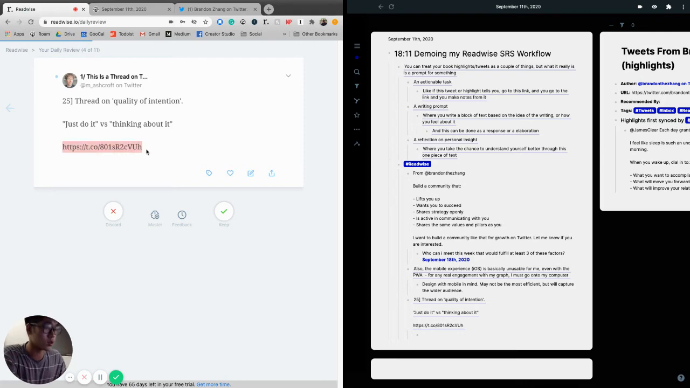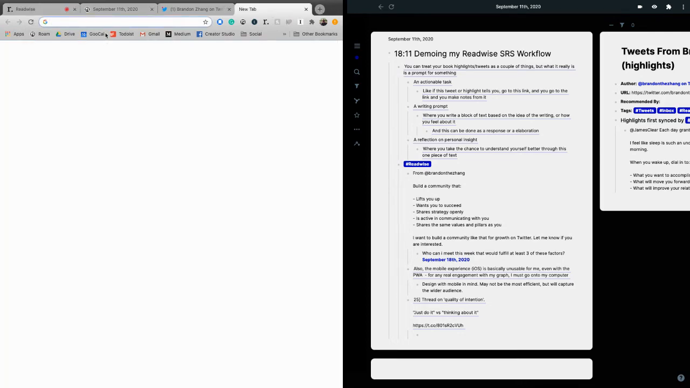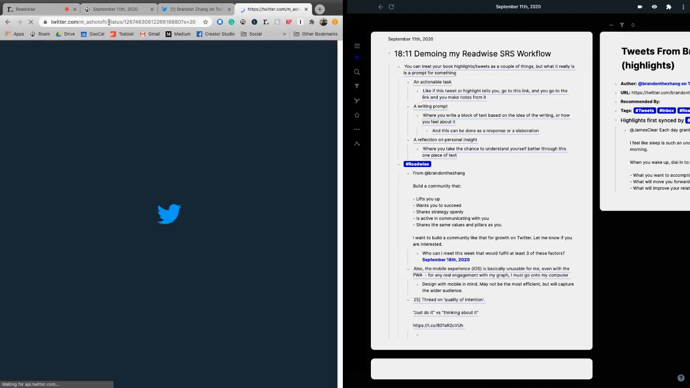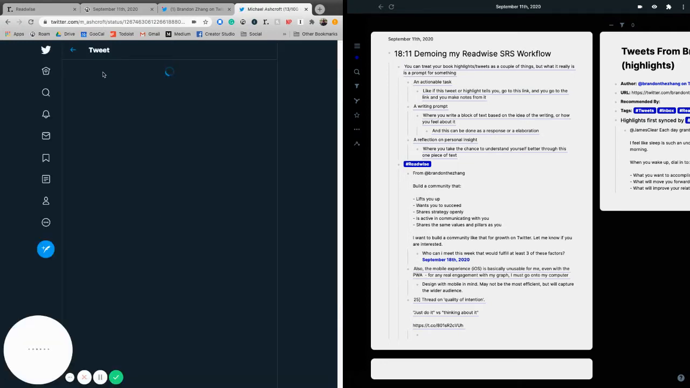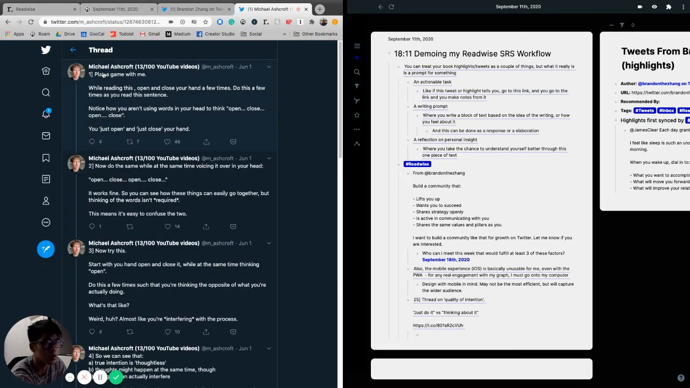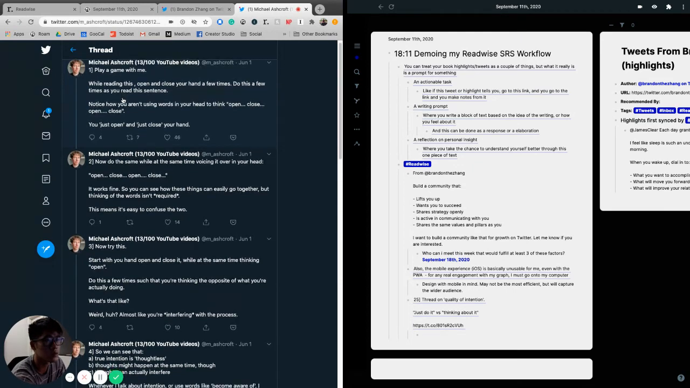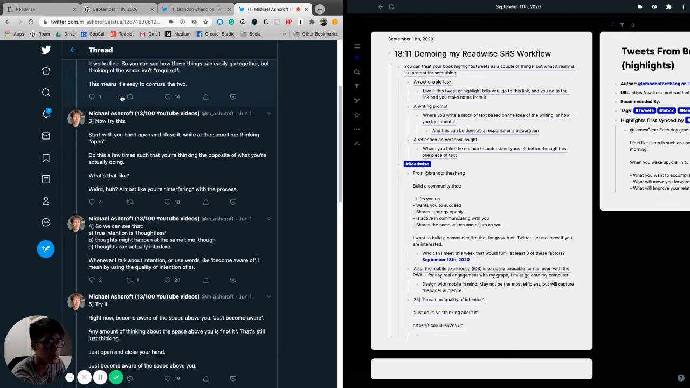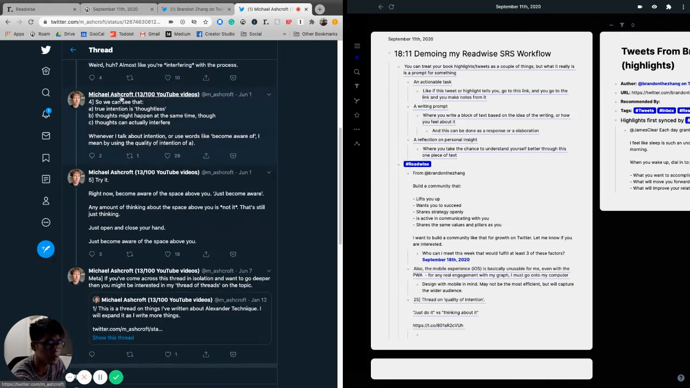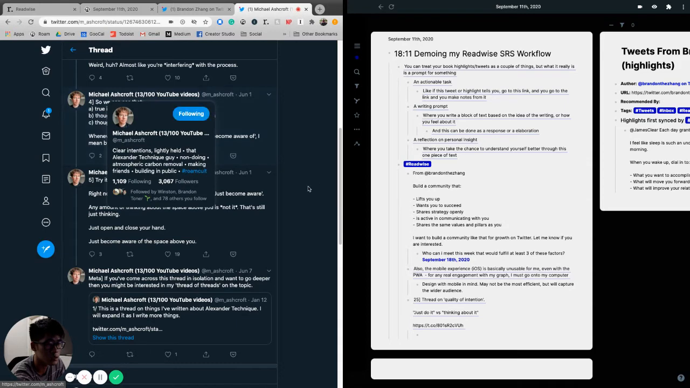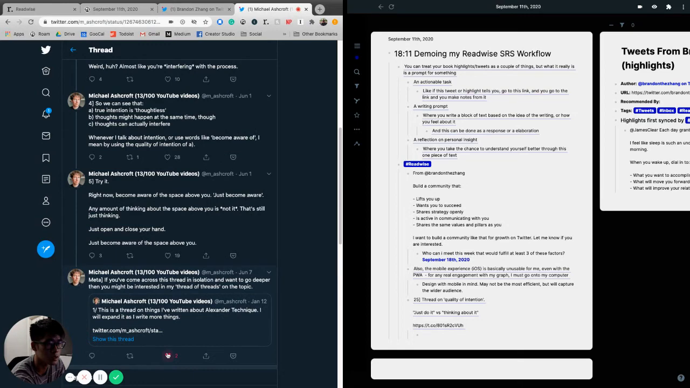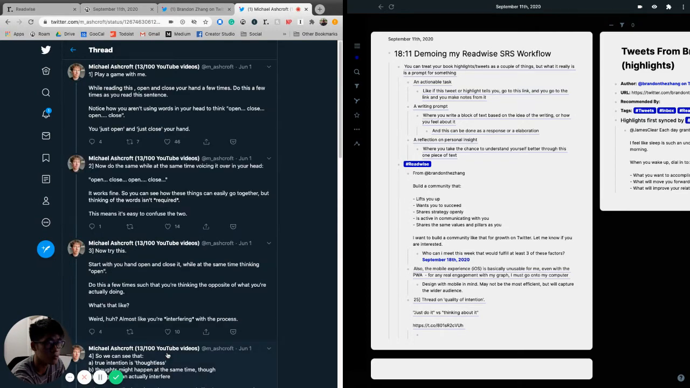So what's he talking about? What is this Ashcroft? What's Michael talking about? Oh, play a game. Close your hand, do it a few times and read the sentence. Now try this while at the same time thinking open, do it a few times, as your opposite interferes with the process. Meta. Oh, okay, cool. Just become aware. Okay.